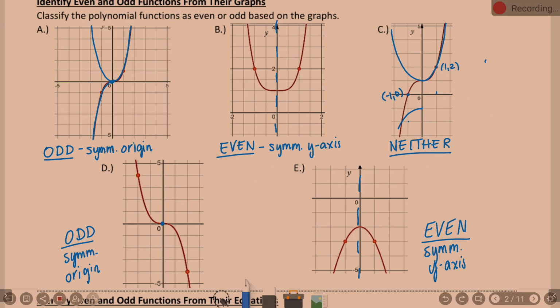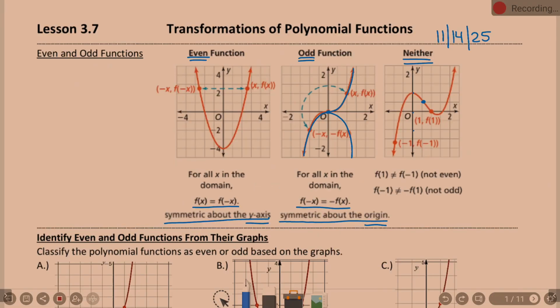We're picking up in 3.7 where we left off. Just a real quick summary of what we talked about Friday, as a brief recall. The front side of the notes: we talked about functions being either even, odd, or neither. Even is one of two things: symmetric about the y-axis, or having the algebraic relationship f of x equals f of negative x. Odd is symmetric about the origin, or has the algebraic relationship f of negative x equals negative f of x.